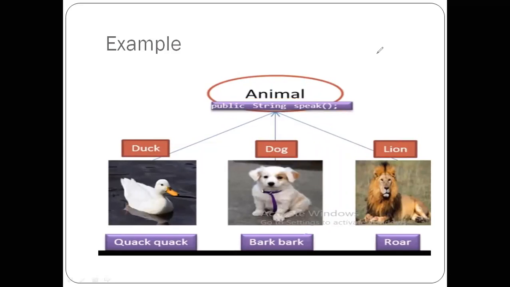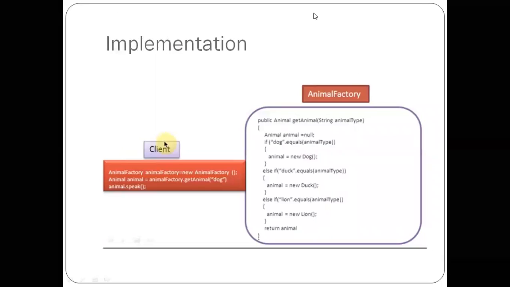This is a small example. Now let us see the class implementation of this particular example. Here there is an animal factory class. Under this animal factory class, we have represented all the animals we have seen now: dog, duck, and lion.